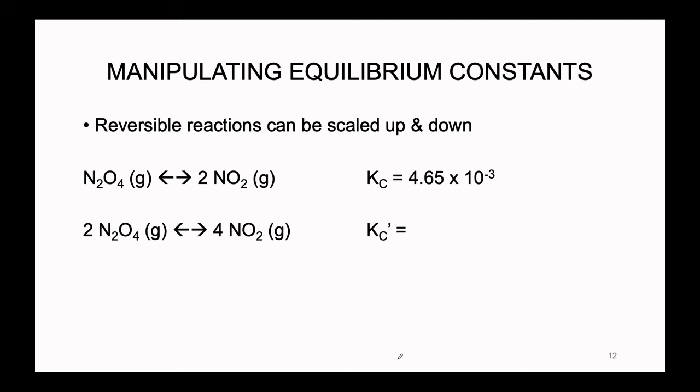Okay, the last way that we can manipulate these equilibrium constant expressions that we are going to be introducing here is that they can be scaled up and scaled down. So again, we're going to be looking at this N2O4 expression reacting reversibly with the NO2. If we scale up this reaction, in other words, there was previously a stoichiometric coefficient of 1, now we have doubled it. Similarly, there were 2 NO2s, now we have doubled that, we have 4 NO2s.